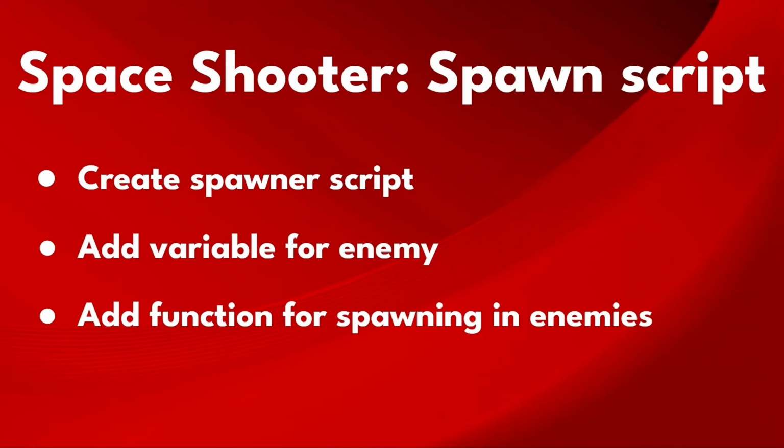In this section, we're going to create the spawn script. We're going to start off by creating the script on the main object. Then we're going to add a variable for the enemy. Then we're going to add the function for the actual spawning in of the enemies. Let's go ahead and get started.